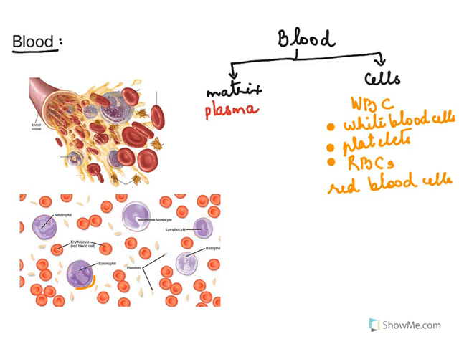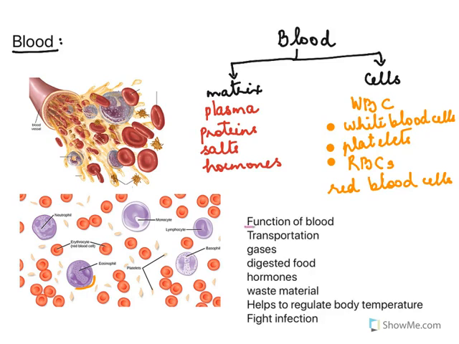Now the plasma is the liquid part of the blood, a liquid matrix, and the plasma contains dissolved food, like proteins, salts, hormones, and other material which are dissolved in this liquid. Let's get on and see the function of blood.